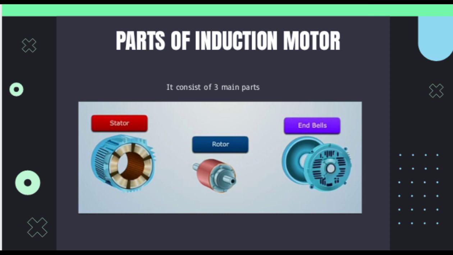The end bells, also called end shields, covers, plates, etc., are used to support the bearings or cover the windings.